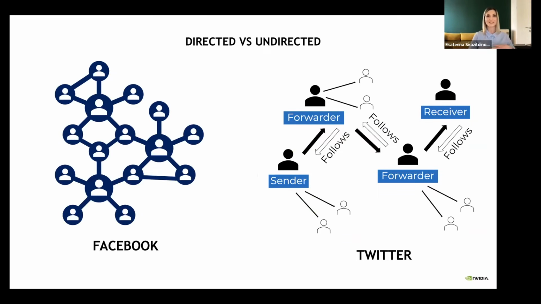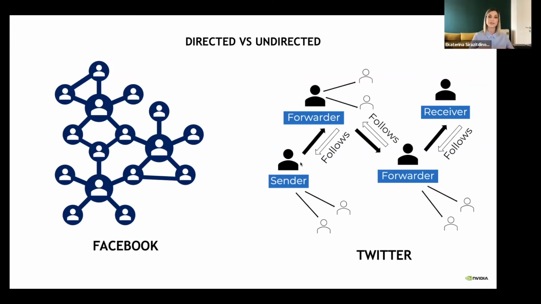As I already explained, based on the edges, if they are directed or undirected, we can have different kinds of graphs. So Facebook is an example of an undirected graph, because all the relationships, well, friends on Facebook, are mutually connected. So it's a bidirectional relationship, or we can also call it an undirected graph.